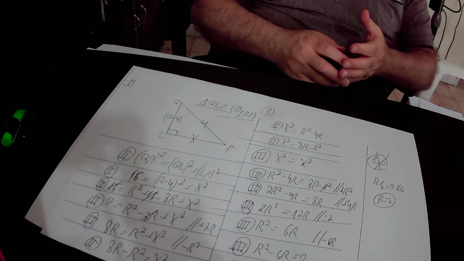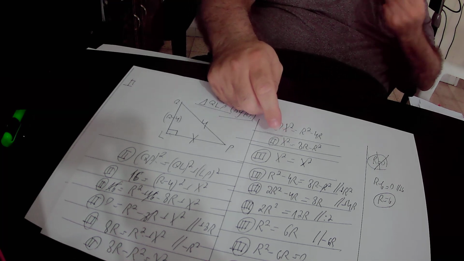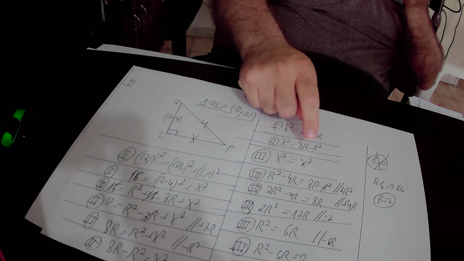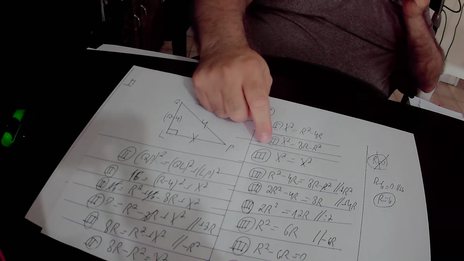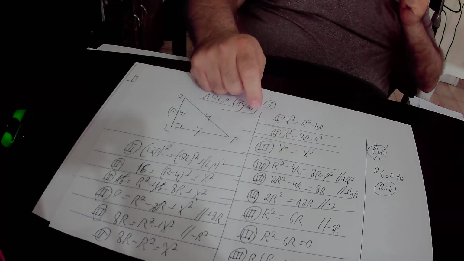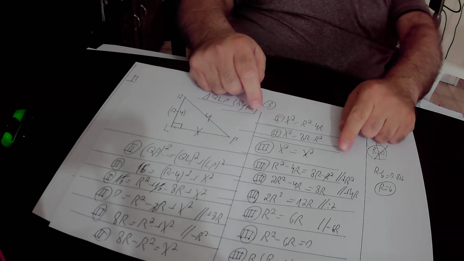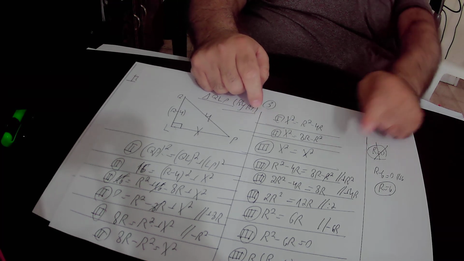Therefore, we created equation number 3 that states that X square according to equation number 1 must be equal to X square according to equation number 2. So here X square according to equation number 1 is R square minus 4R, and it must be equal to X square according to equation number 2, that is equal to 8R minus R square.